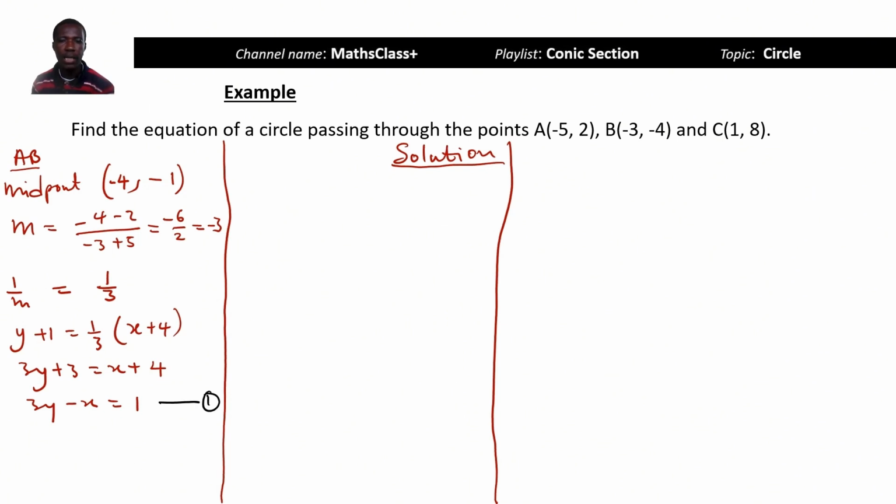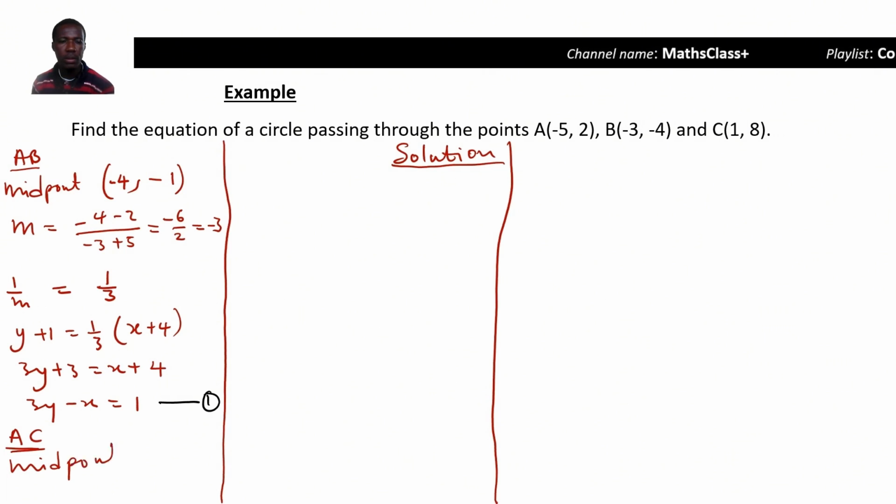Then we take the side AC. So we also find the midpoint of AC as -5 plus 1. That will be -4. When we divide by 2, that will give us -2. And then we take 2 plus 8. That will give us 10. Divided by 2 will give us 5. So that's the midpoint.